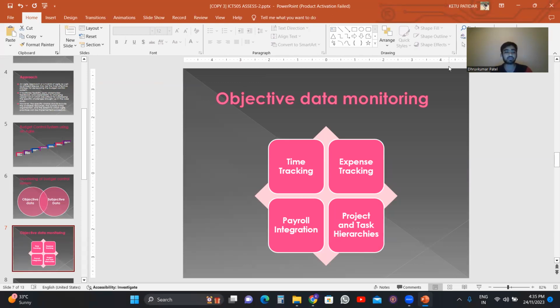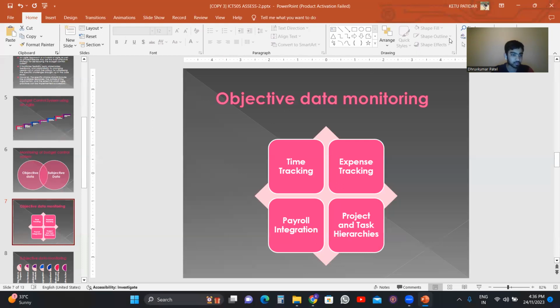And in the last one, I talk about project and task hierarchies. To connect the cost and time sheets to particular projects and the tasks that go along with them, establish a project and task hierarchy. The objective data is linked to the participant initiatives thanks to this. And now the second slide is presented by my friend Ketul Patel. Okay, thank you.